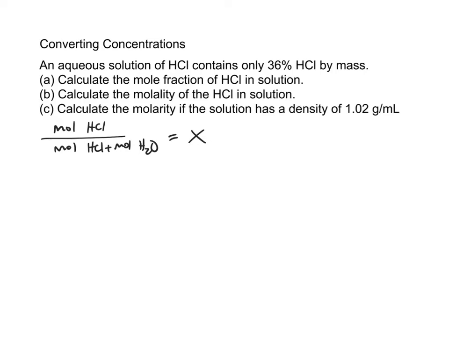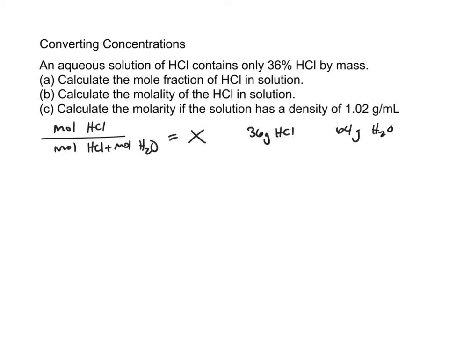Now I need to take the 36% by mass and calculate mass to moles of the HCl and mass to moles of the water. That's easy enough because we know molar mass. 36% by mass means that there's 36 grams of HCl per 100 grams of total solution. And that solution is made up of HCl plus water, so we can do a simple subtraction: if there's 36 grams of HCl, there must then be 64 grams of H2O.